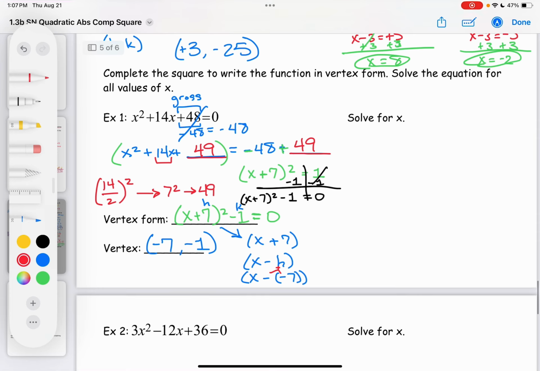To solve for x, we're going to use our vertex form, and we're going to isolate x. So we're going to start by adding 1 to both sides.